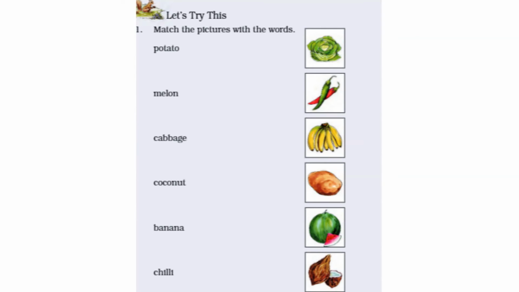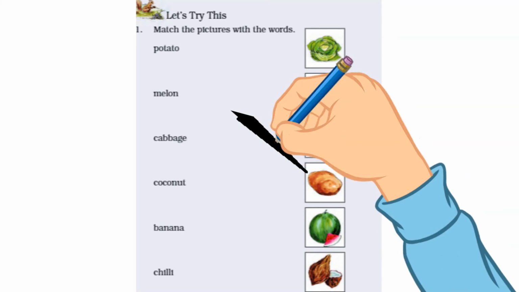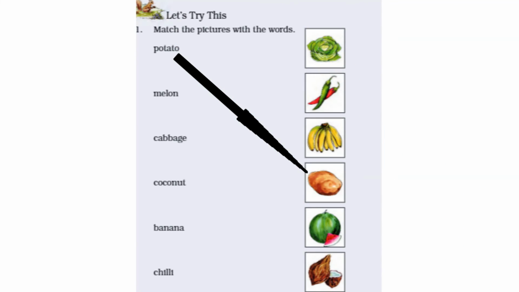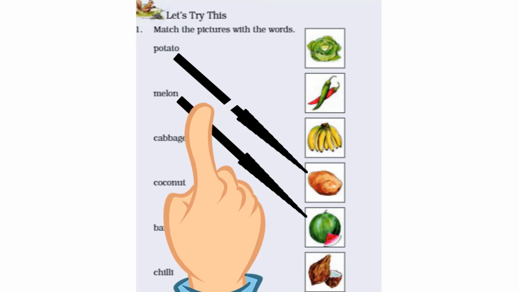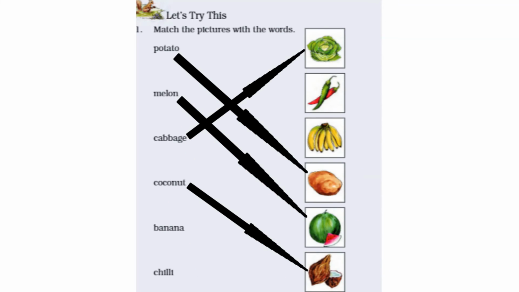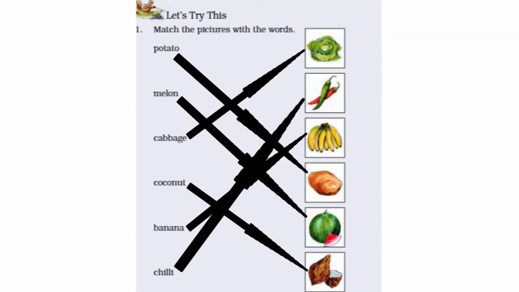Next question. Match the pictures with the words. So they have shown their words and pictures. You are going to match the words with the respective pictures. Right? Potato, we are going to connect with potato picture. Melon is going to connect with melon picture. Cabbage, we are going to connect with cabbage picture. Coconut, we are going to connect with coconut. Banana is going to connect with banana. Chili with chili picture, right?